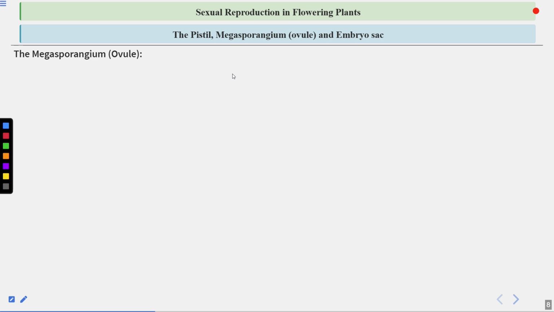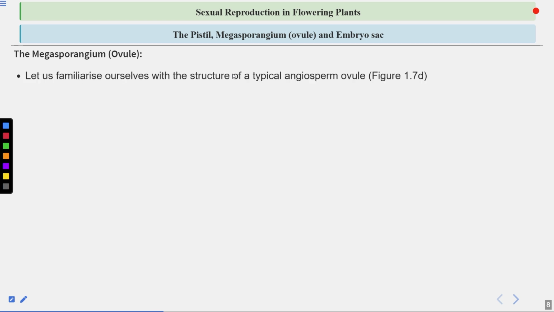Now we will see the structure of megasporangium, which is also commonly called ovule. Let us familiarize ourselves with the structure of a typical angiosperm ovule. Let us study what the structure of the ovule is, how the ovule looks, right? We will study that today. The structure of ovule.